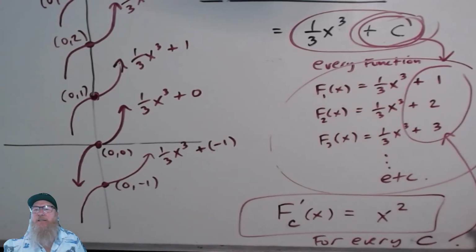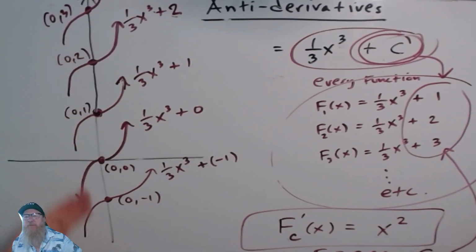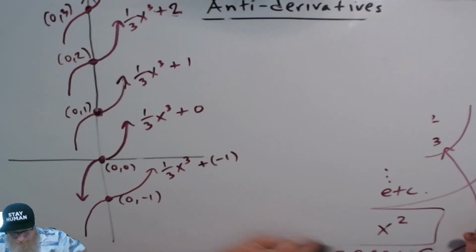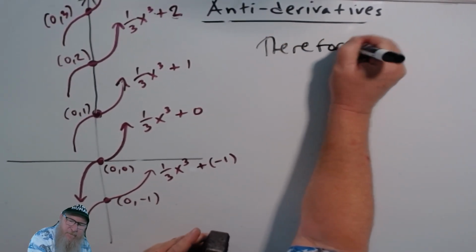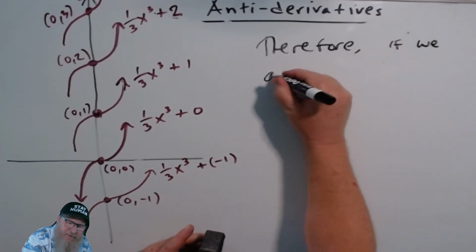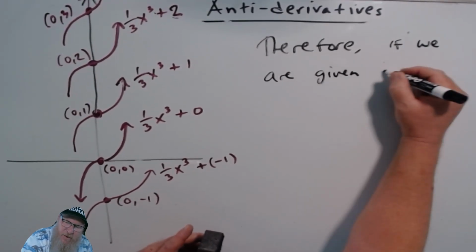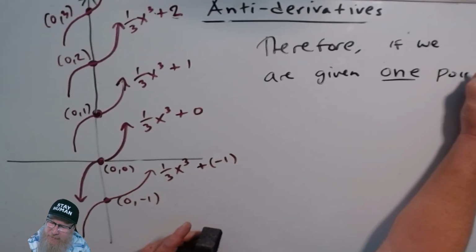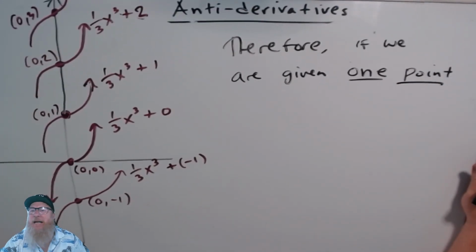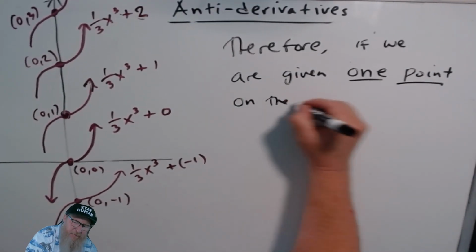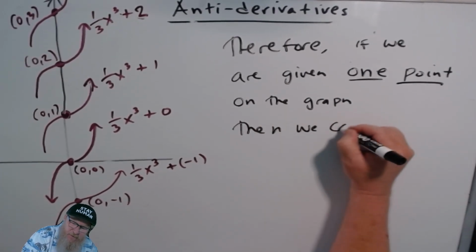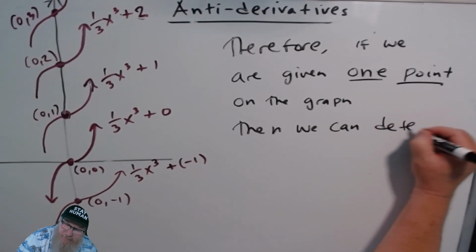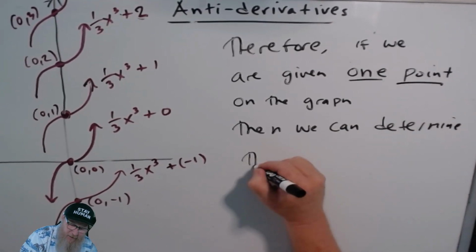All right, I think I've talked enough, all right? This is what the family looks like, right? So, therefore, if we are given 1 point, that's all we need, 1 point on the graph, then we can determine the value of c.